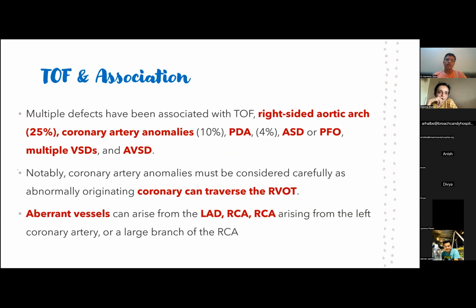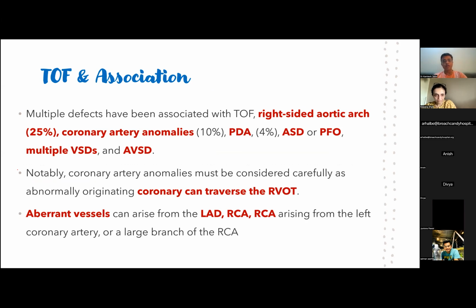Tetralogy is associated with right aortic arch in around 25%. There will be coronary abnormalities in approximately 10% of the cases. There may be a PDA. It may be present with ASD, which is called pentalogy, or with multiple VSDs, and it is also associated with AV septal defect.